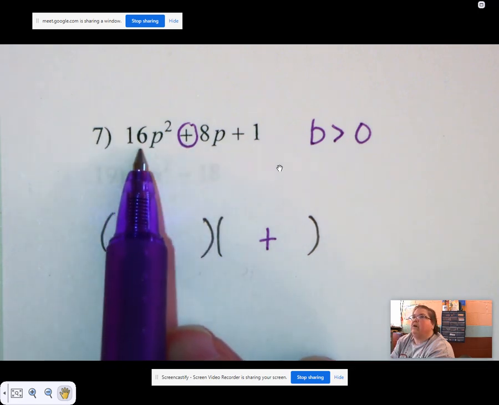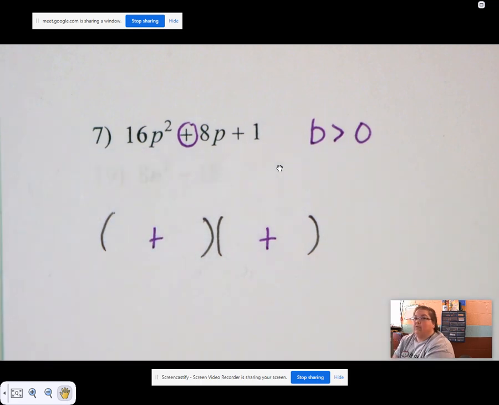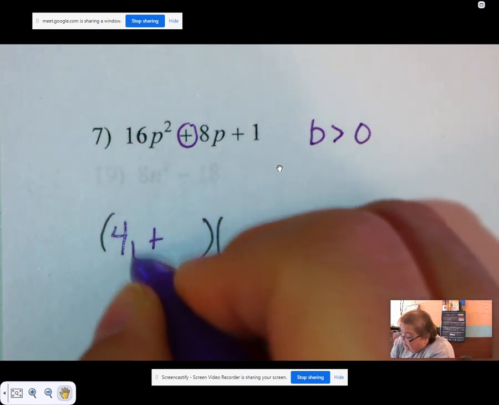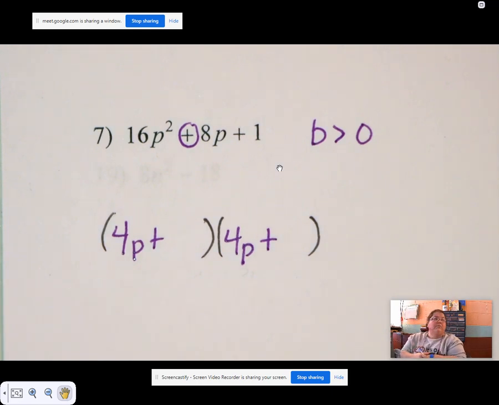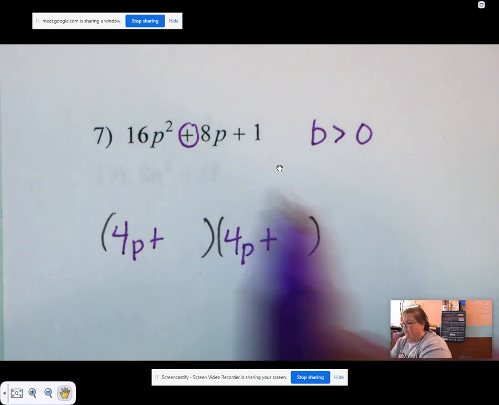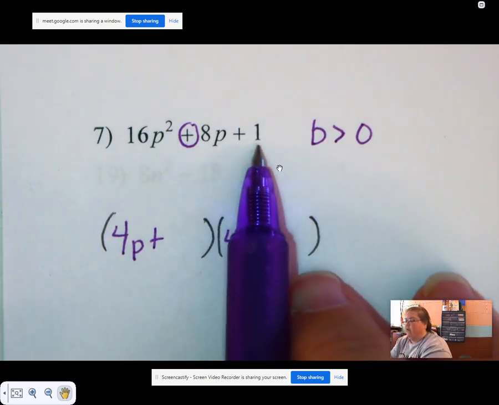What times what is 16? Now remember, 1 times 16 is 16, right? 2 times 8 is 16, but we have to use the same number. So you're correct. 4 times 4. Okay, remember they have to be the same number. Then, what times what is 1?